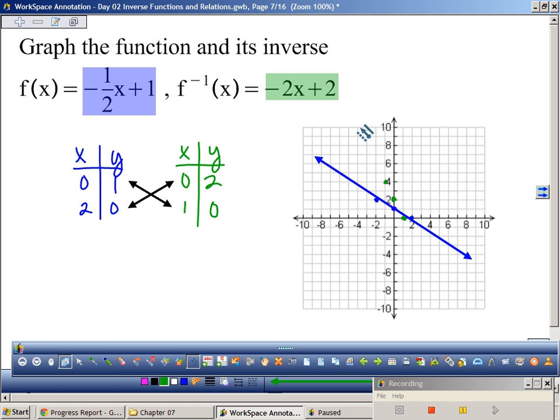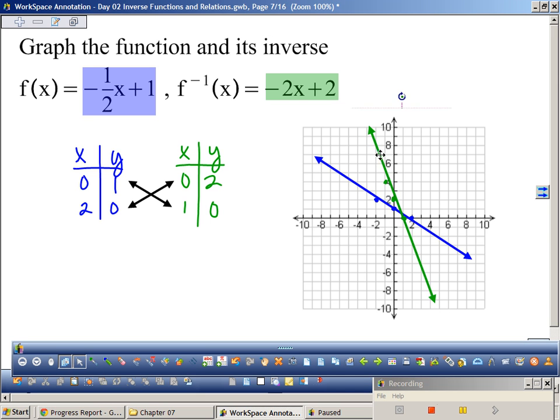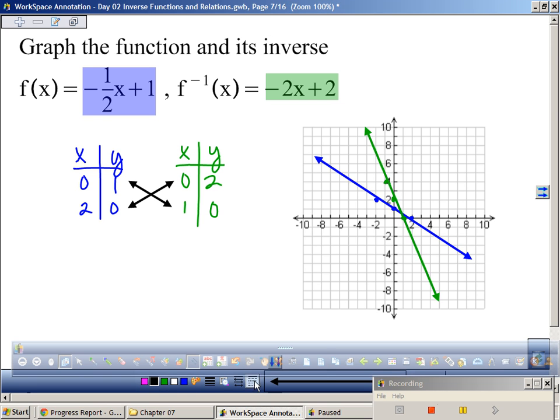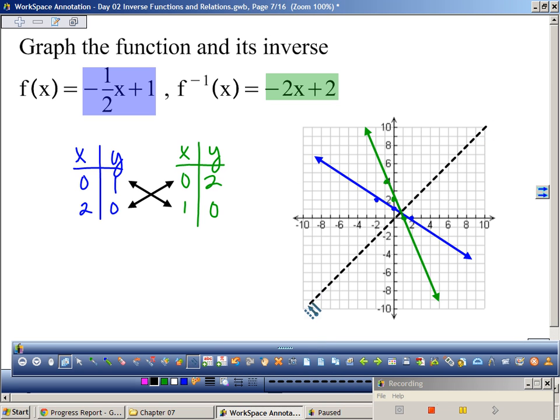Now, I just have to graph that line. Kind of poorly graphed. A little bit better. Can you see that they're inverses? Not really, right? What do I need to do? Let's do our line of reflection. Now do they look like inverses? Yes, they do. Questions?